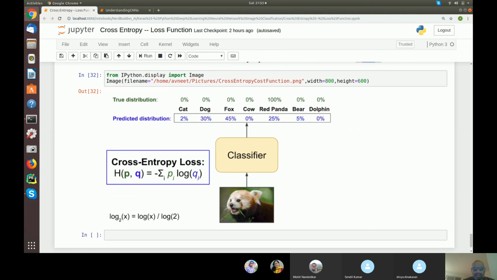And our predicted distribution gives different probabilities for different animals. So if we use these two probabilities, where P is the actual and Q is the predicted, for everything else P is 0, only for red panda it's 1. So it'll be 1 and then log of 0.25. So that would be the cross entropy. And if we are able to make this probability 1, then we can essentially drive the cross entropy to be 0.